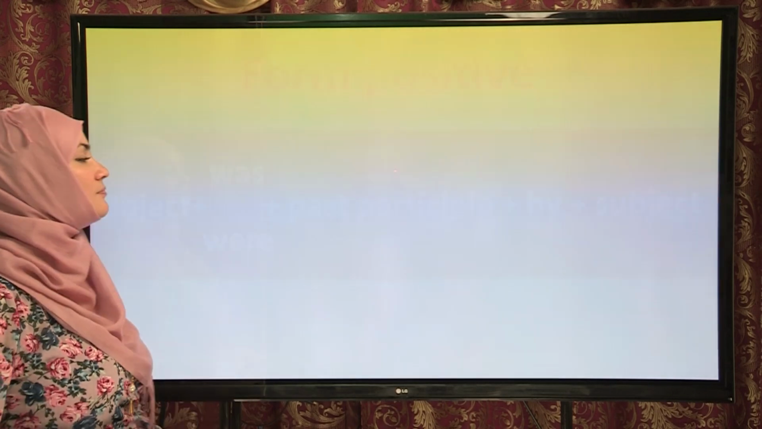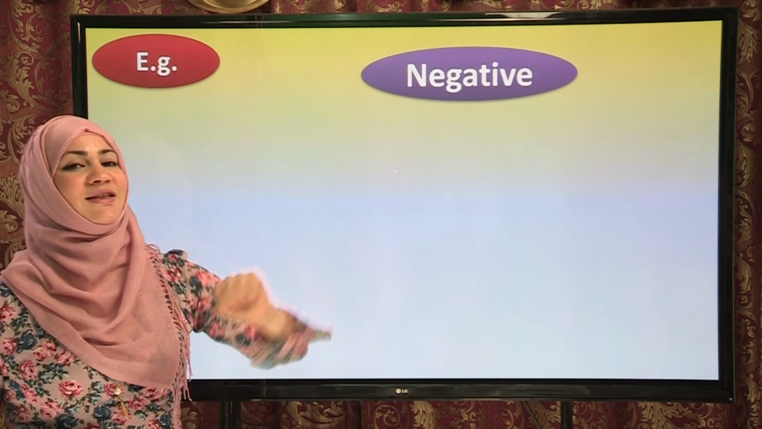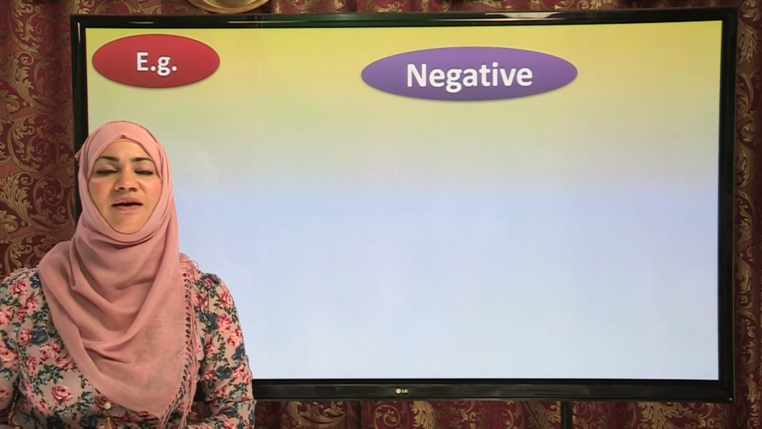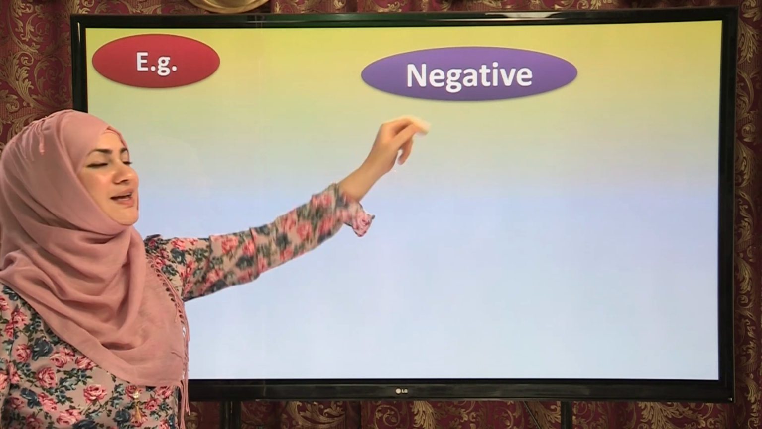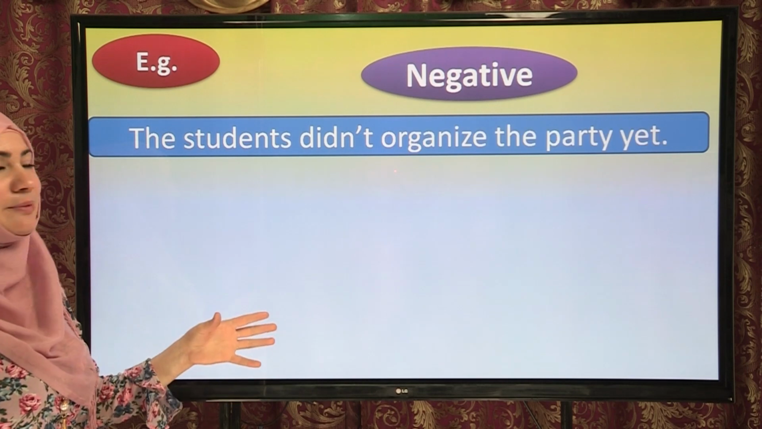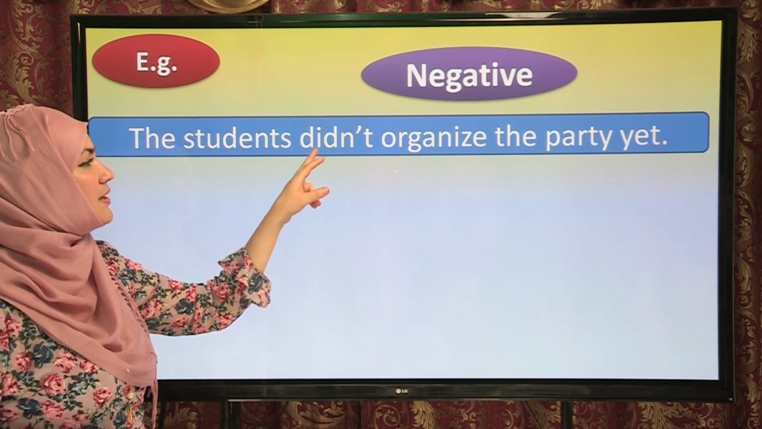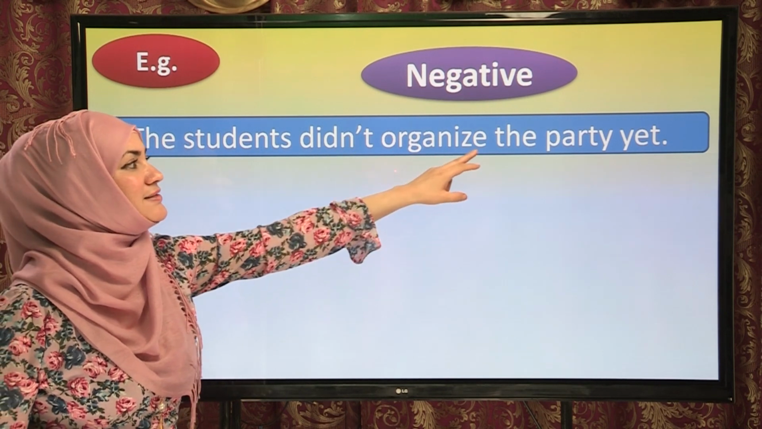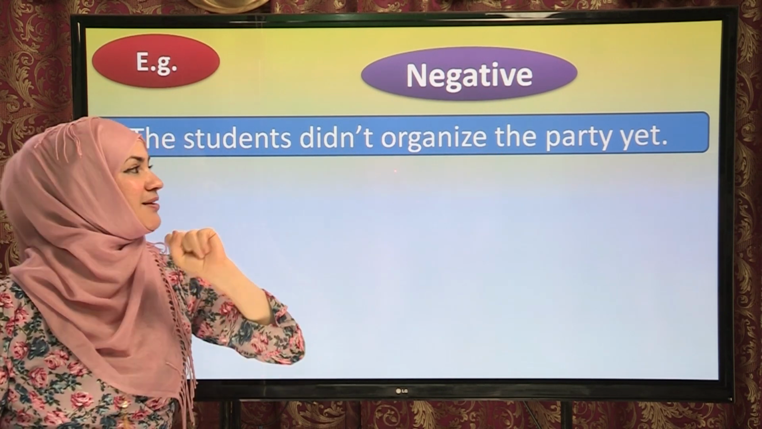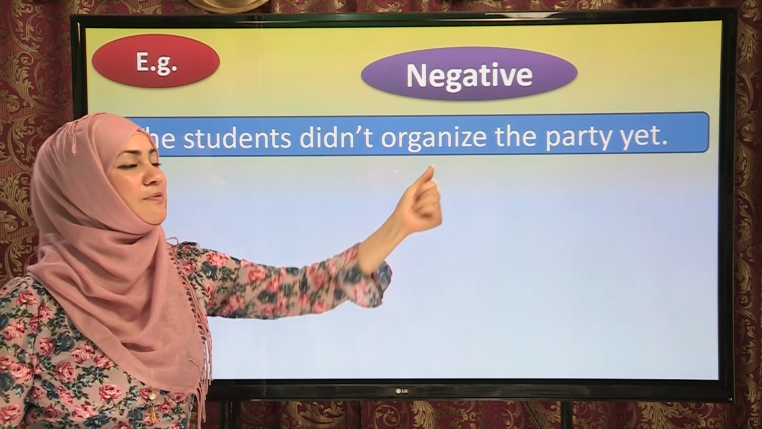The next point. We have an example and we have negative. We will see together past passive negative form. It will be like that. Example: The students didn't organize the party yet.